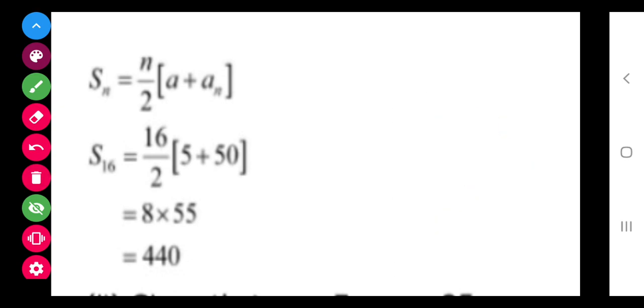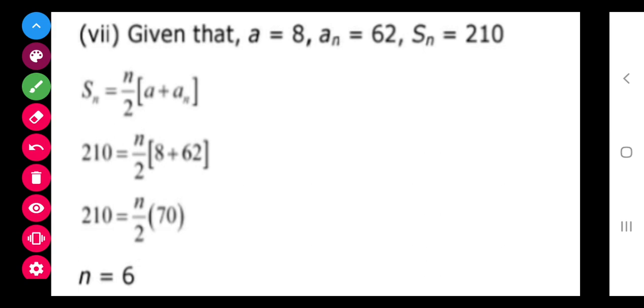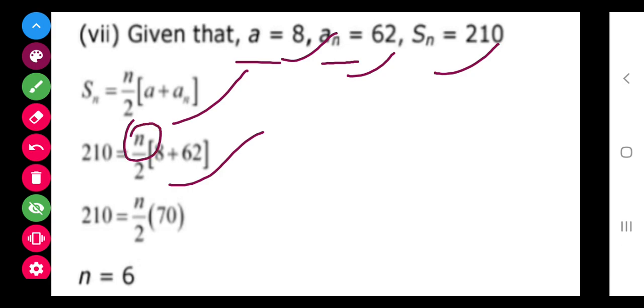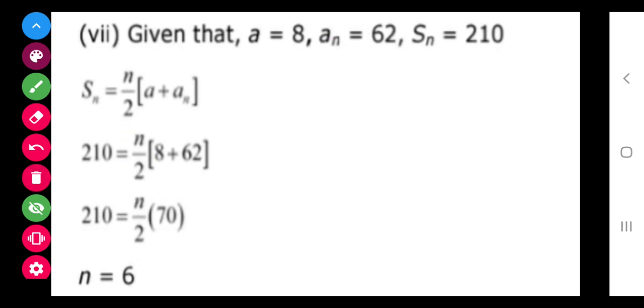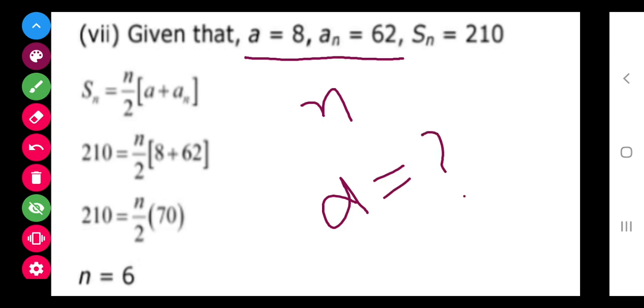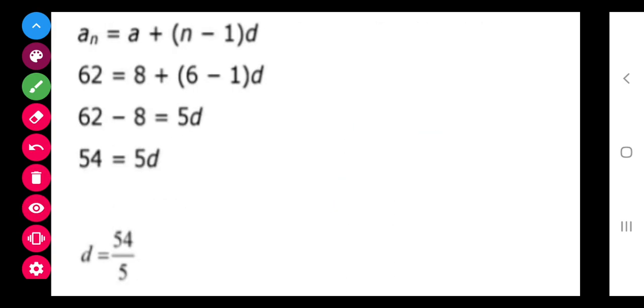So finally they have determined it as 16. As the question asks, Sn we have to find out and d we have to find out, so n we have to find out. So we have got everything. Now next question. In this question, a is given, an is given, Sn is given. If a and an are given, then we can use this formula to get the value of n. Now we have got the value of n. If we have got the value of n, by using these two and n, we can determine d. The same they have done. They have got the value of d and the question is solved.